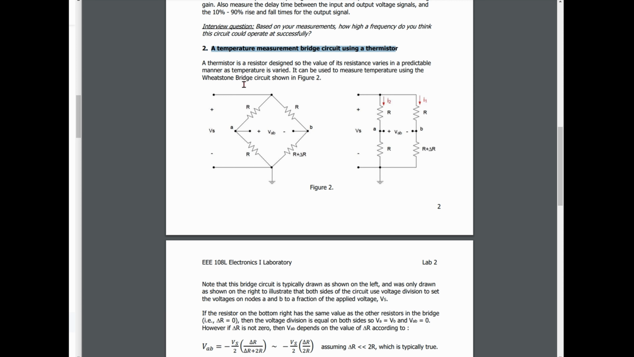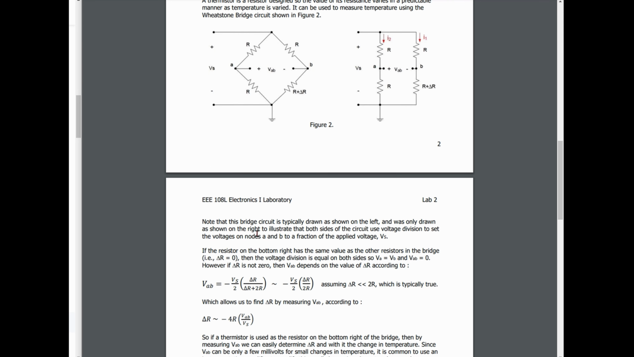A thermistor is a resistor designed so the value of its resistance varies in a predictable manner as temperature is varied. It can be used to measure temperature using the Wheatstone bridge circuit shown in our figure 2. So this is our bridge circuit right here, and our thermistor is on this bottom right corner. Note, our bridge circuit is typically drawn as shown to the left.